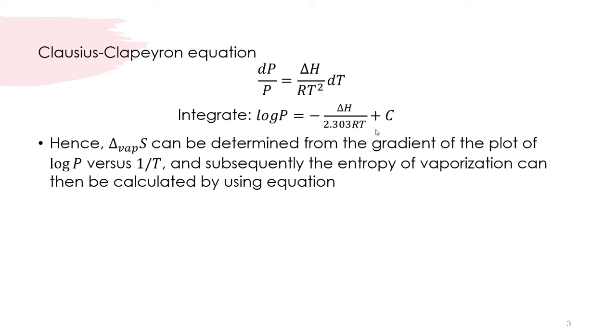So this is the equation that you get. Obviously this looks like a linear equation, all right, and so this is going to be your y. Your y is going to be log P. M, the slope, is going to be minus delta H over 2.303 over R, and C is going to be your intercept. So hence from this plot you can actually get the value of delta S, right?